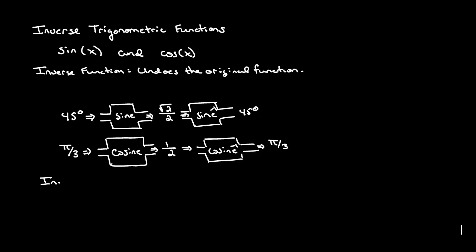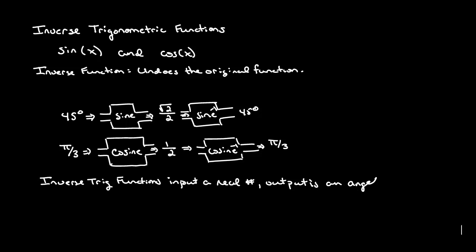So the inverse trig functions input a real number and the output is an angle. Now, of course, we can sit and debate, since pi over 3 is a real number, that we're outputting a real number as well. But we like to think about it as if it's occurring on the unit circle.